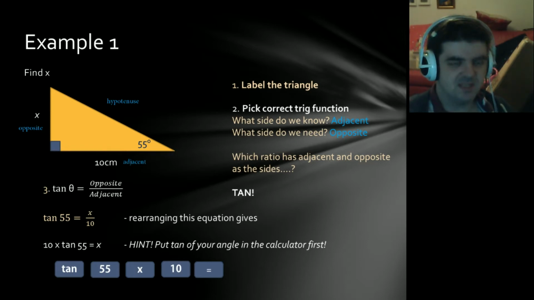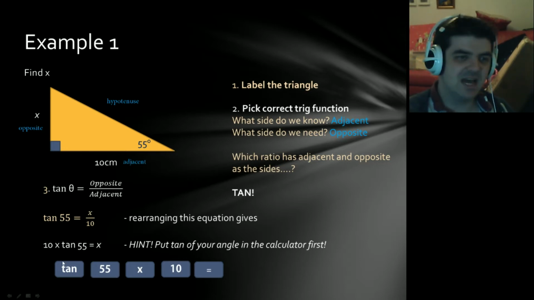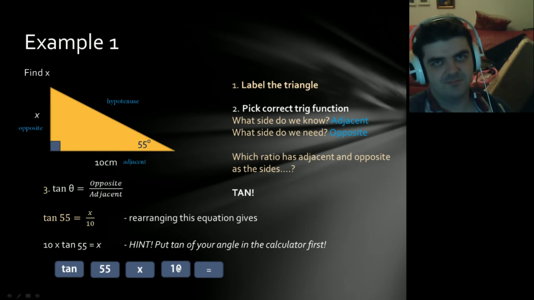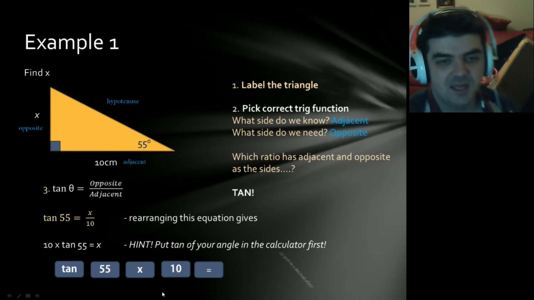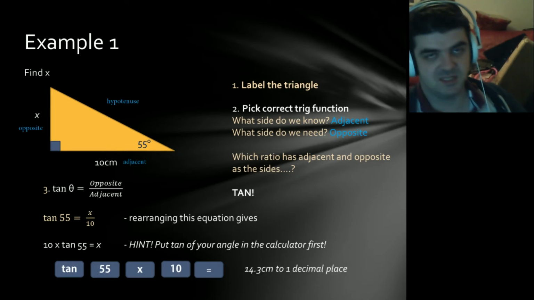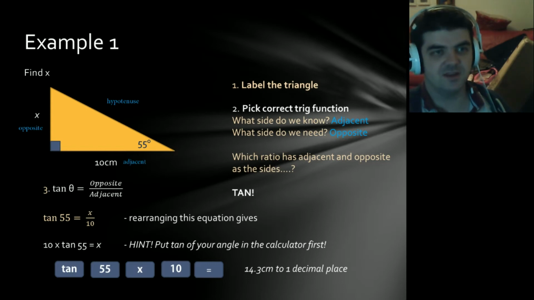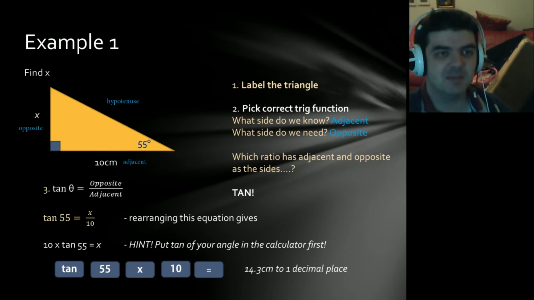In some cases, like an iPhone calculator, you have to do 55 tan and then times 10. If you hit tan and then 55, it'll just come up 55 on an iPhone calculator. It needs the number first and then tan, so you might need to switch those two around. But either way, you should get 14.3, and that would be centimeters, to 1 decimal place. Hopefully you got that, and hopefully I got it right, because I was using an iPhone calculator to do it, but we shall see. Alright, example 2.